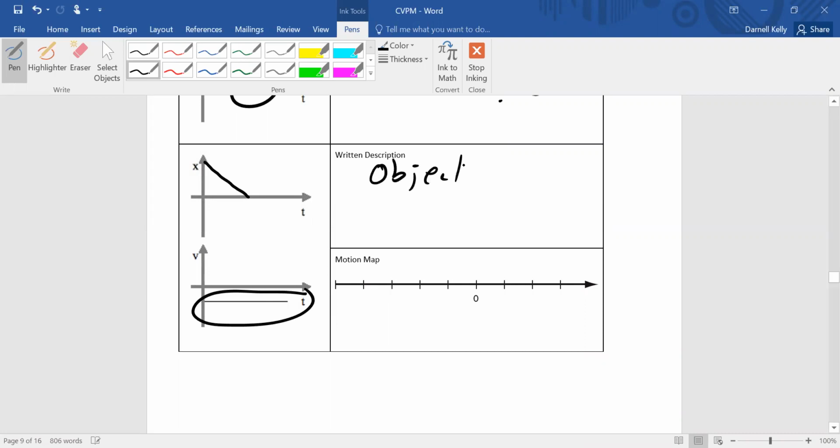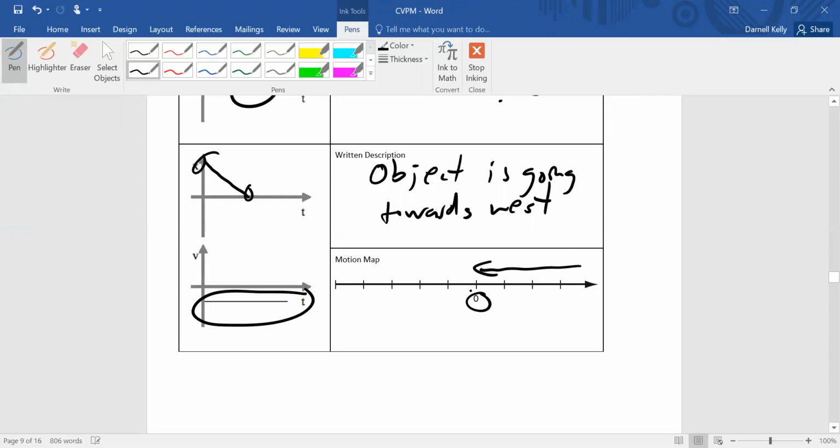Now we say the object is going towards the west. And the motion map would be something like this, because we're going to go from a high position to the origin there. So once you write that in, we'll conclude for the day on that.